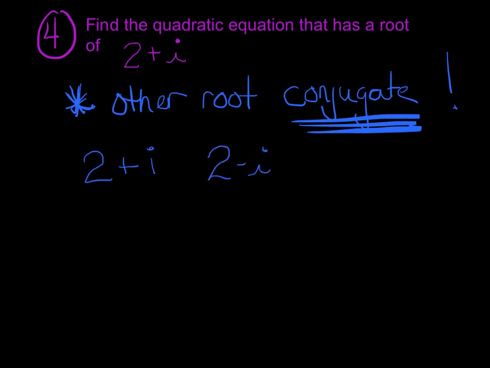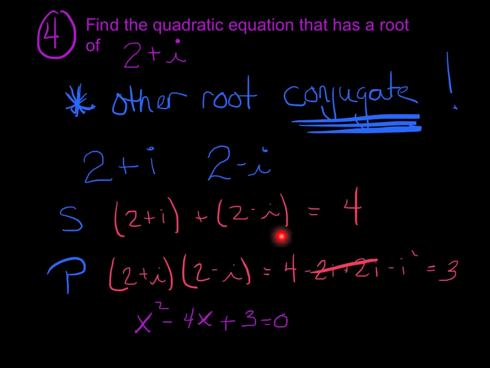2 minus i. And now we'll do the same two things. Find the sum and find the product. So pause it, see what you get, and then write the quadratic equation. Well, hopefully you can follow my work. My sum was 4. My product, when I FOILed, I got 3. And there's my quadratic equation: x squared minus the sum x plus the product equals 0.